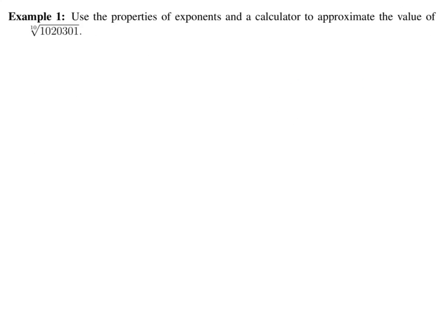Here we go. We're going to use the properties of exponents and a calculator to approximate the value of the 10th root of 1,020,301. So, first order of business, just want to remind you, and when I say remind, I mean say for the first time, that the 10th root of a number, in this case 1,020,301, is that number to the reciprocal power. So the 10th root is the number to the 1/10th power. That's key brand new information.